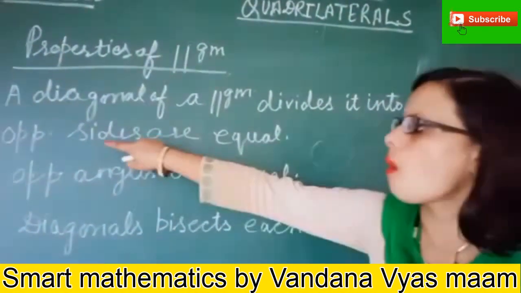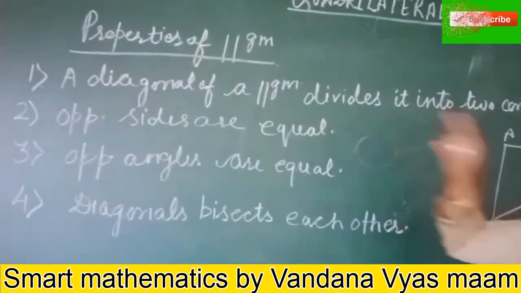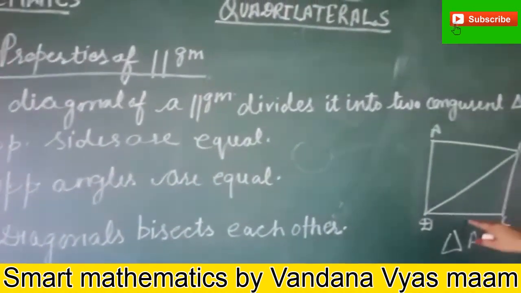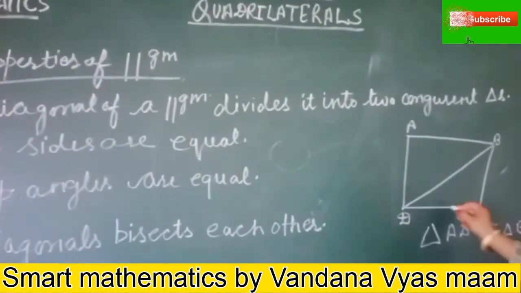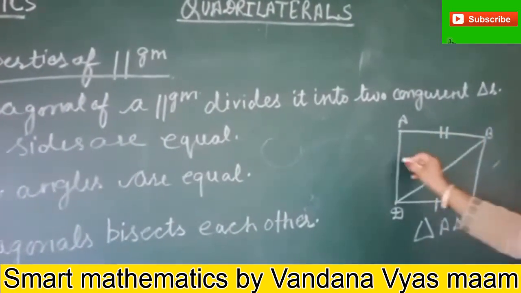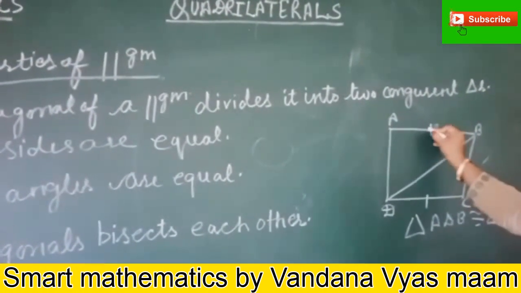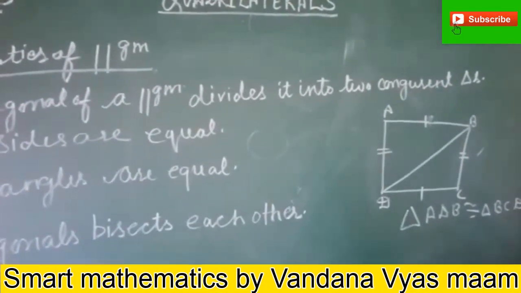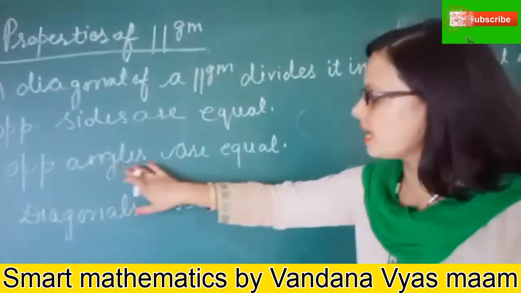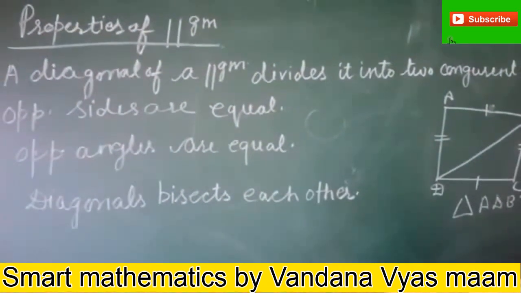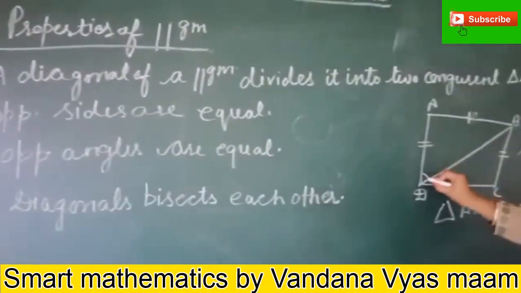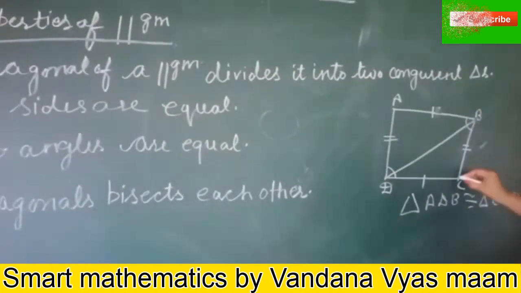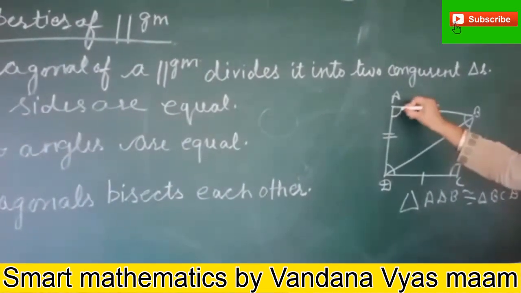Second property is opposite sides are equal. Means in parallelogram opposite sides are equal. Means this side is equal to this side, and this side is equal to this side. And third property is opposite angles are equal. Opposite angles are also equal. Means this angle is equal to this angle and this angle is equal to this angle.